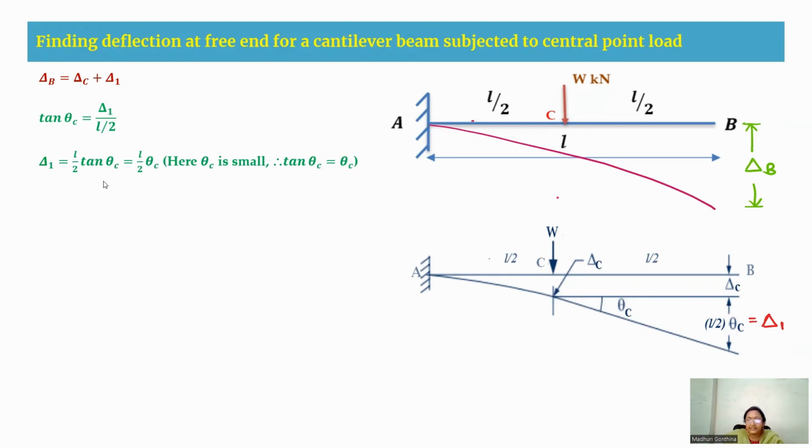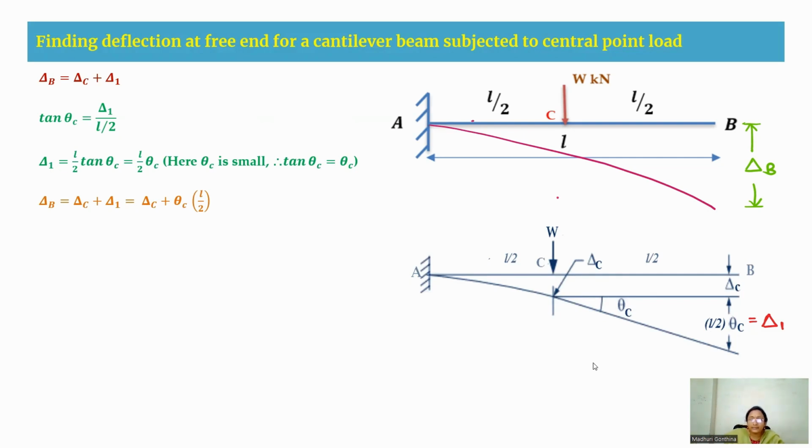Therefore, we are getting delta 1 equal to L by 2 into theta c. After getting this delta 1, I am going to substitute theta c into L by 2 in place of delta 1. After getting this equation, we are going to find delta c and theta c. Here this is delta c and here it is theta c. Delta is the deflection at this point and theta is the slope at this point.